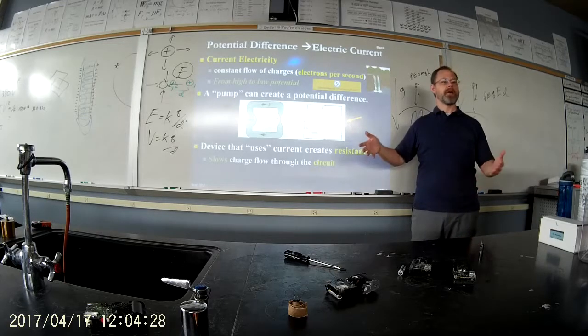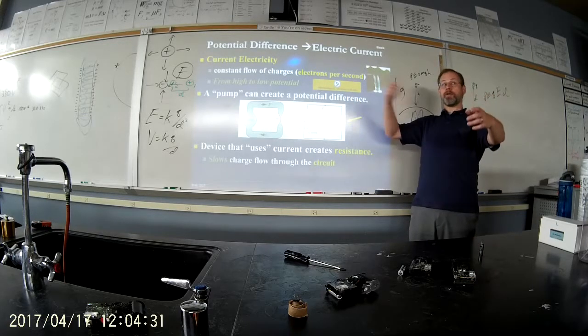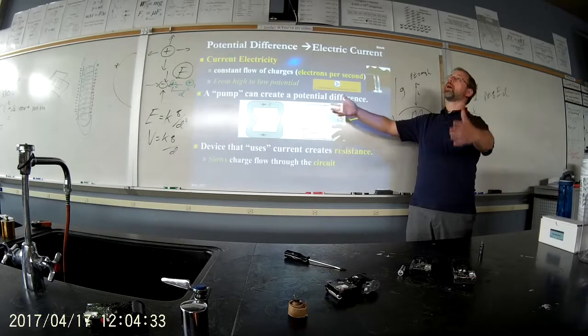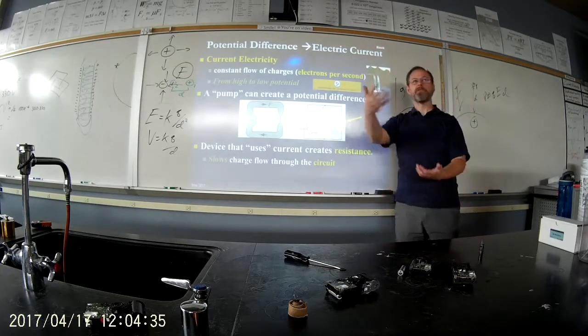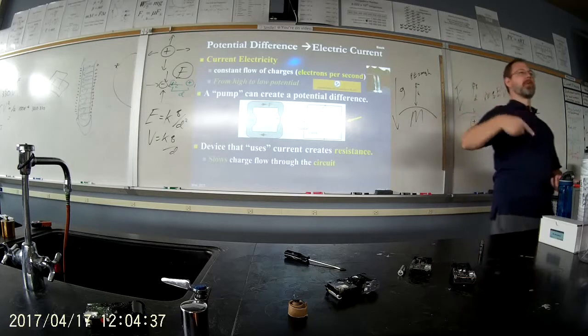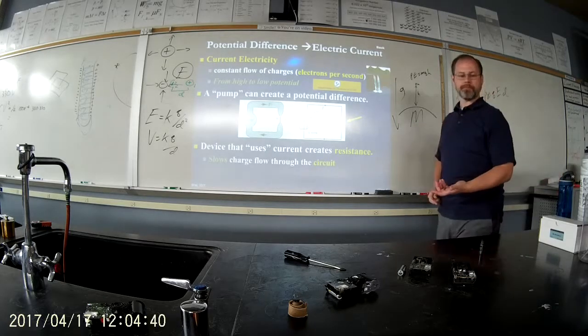Like if you put a generator or a turbine in a waterfall. As the water falls to the turbine, it slows down a little bit as it falls, spinning the turbine. That's what a resistor does.